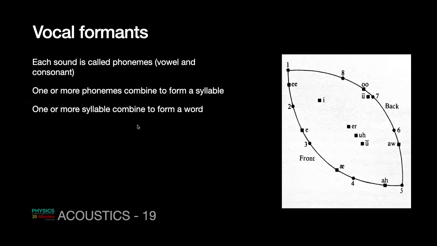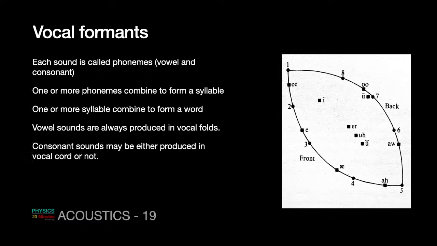Not much of our use, but what is of our use is that vowel sounds are always produced in the vocal folds. So the five vowels of English, A, E, I, O, U, are all sounds produced in the vocal folds, and consonant sounds may be produced either in the vocal cords or sometimes in other parts of the vocal tract.